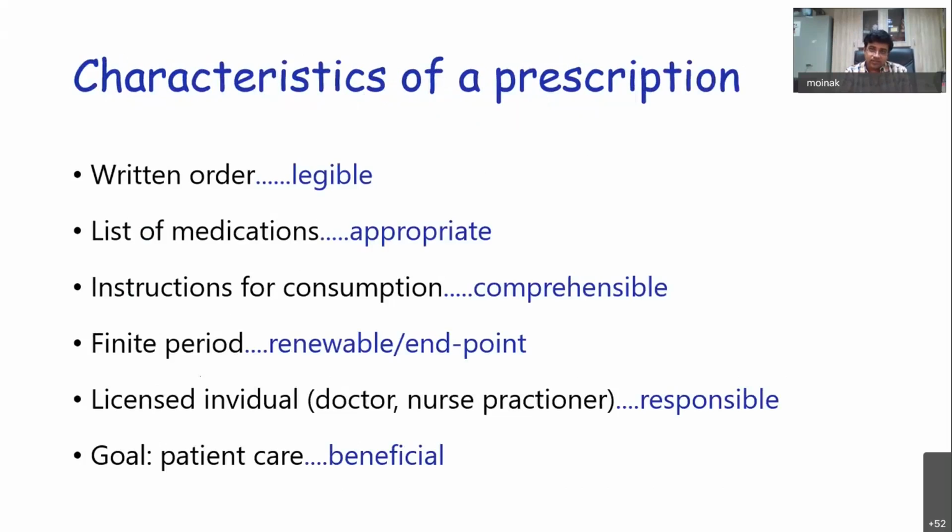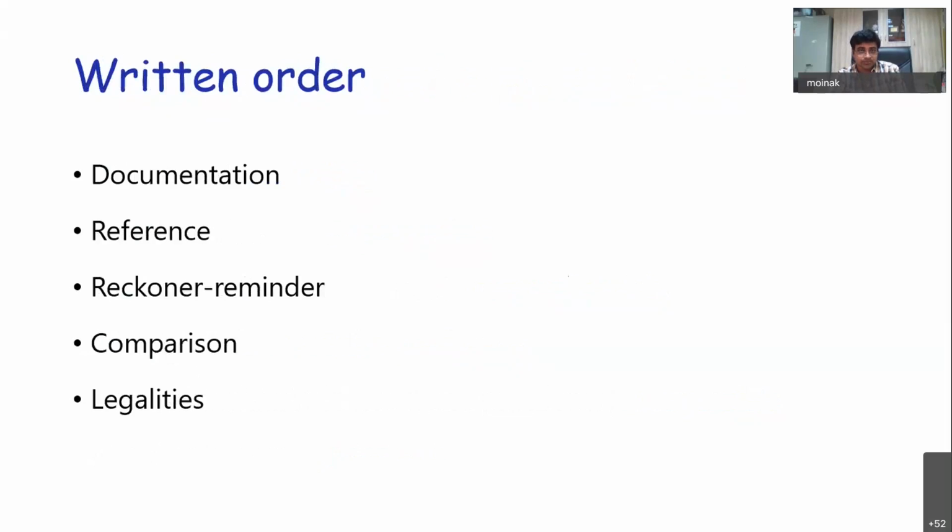So the characteristics of a prescription should be: it should be legible, appropriate, comprehensible, and renewable, or it may have an endpoint like an infectious disease. It should be from a licensed individual who is responsible, and ultimately it should be beneficial to the patient. Now, I'm not going to teach you how to write a prescription, but discuss the difficulties of a poor prescription.